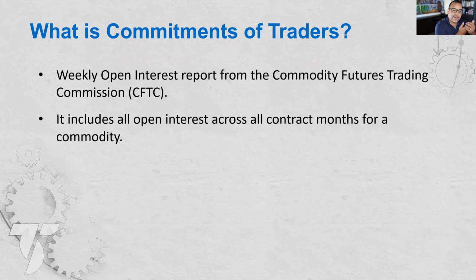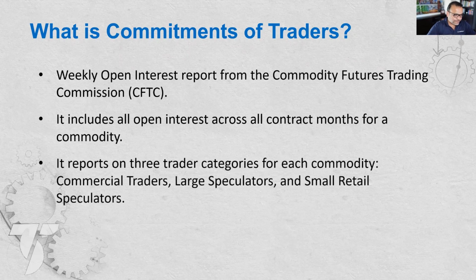So it compiles all that information and gives you all the open interest, for example, in corn. How many contracts are there for corn? And remember that a contract involves a buyer and a seller. Of course, that's very useful information for anybody trading futures.